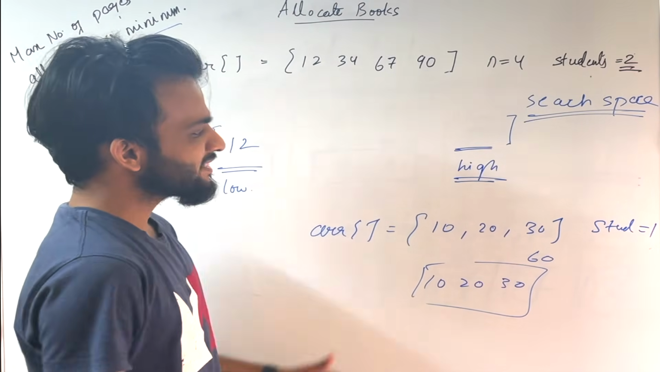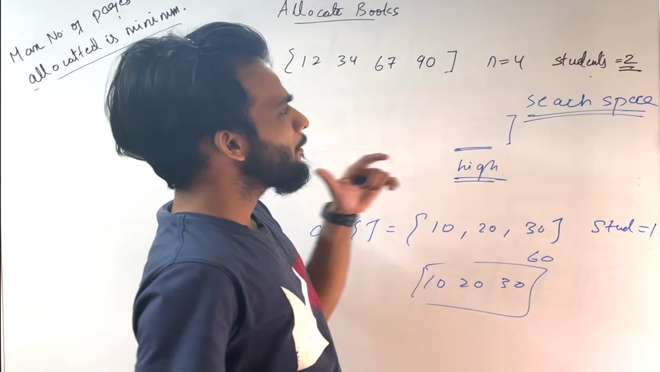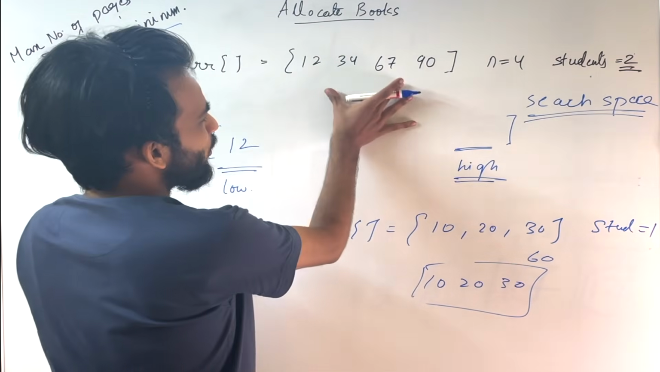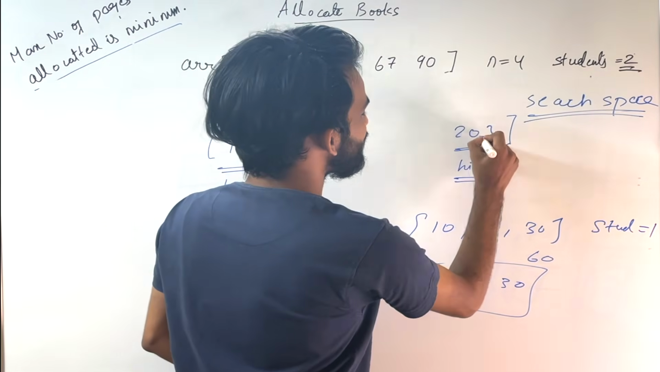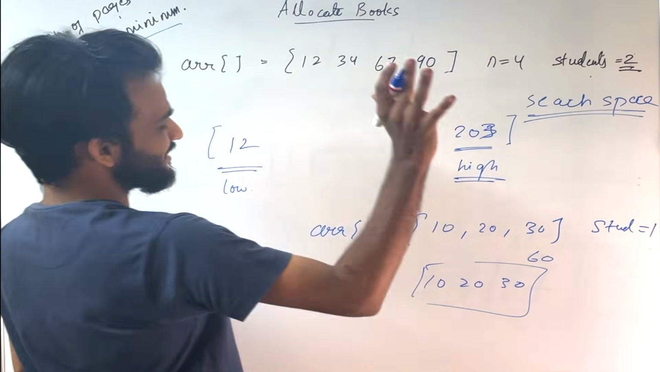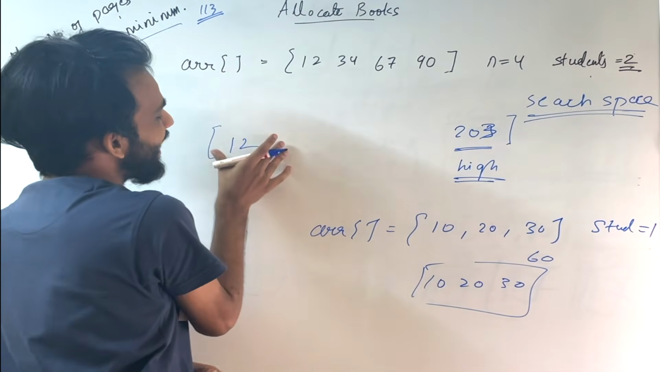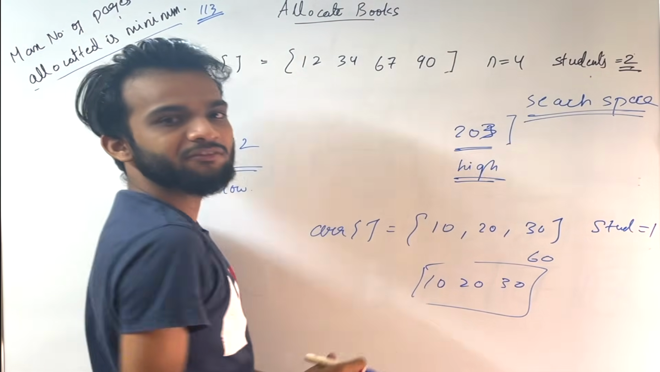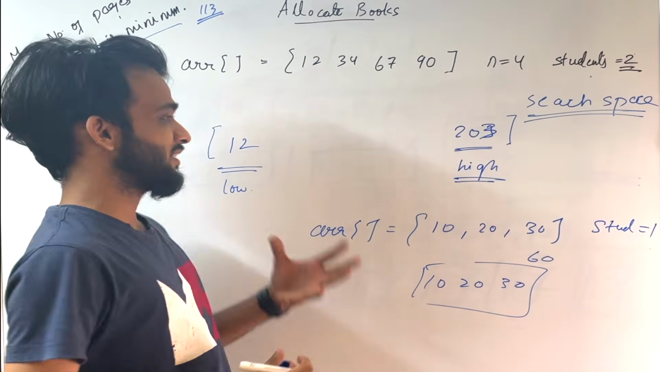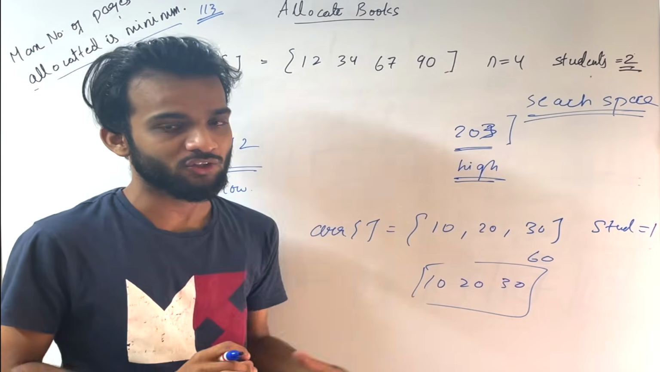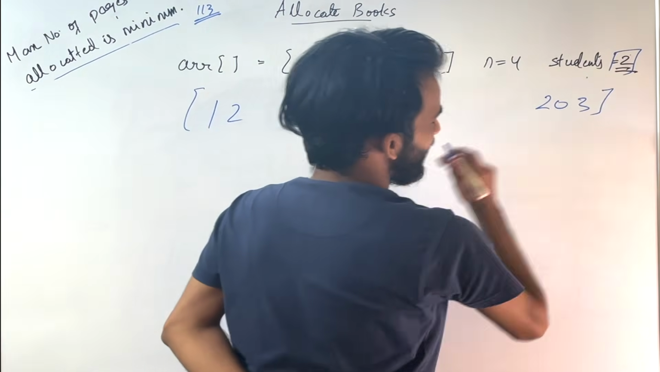So over here, if I just think the number of students is 1, yes, students is 2, I know, but at maximum, just imagine what will be the maximum answer of allocation. The summation of this array is 203. I know one thing: the answer that I found out was 113, if you remember. That is going to lie between 12 and 203. So I have defined my search space. Now I'm going to think of binary search. Let's see if we can implement binary search on this. The answer will definitely lie between 12 and 203.